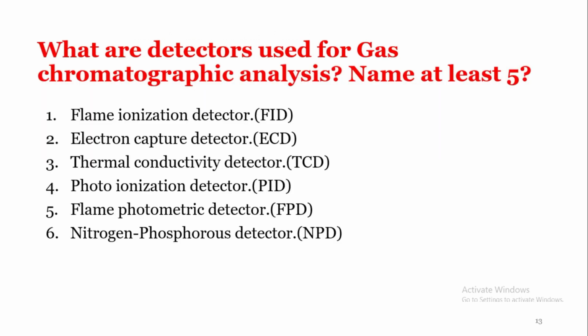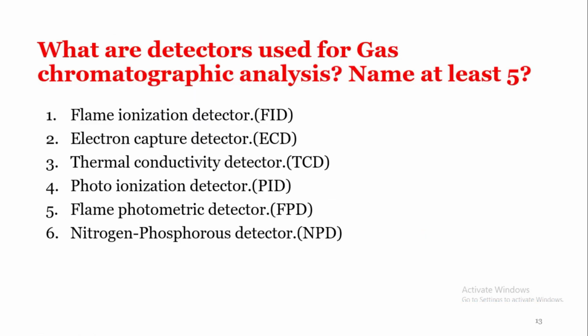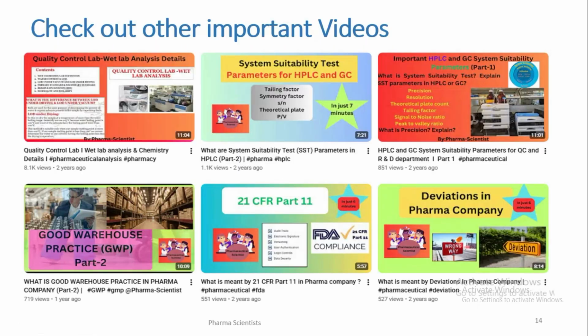What are the detectors used for GC analysis? Name at least 5. So the full forms which I was forgetting, you can read here: flame ionization detector, FID; electron capture detector, ECD; thermal conductivity detector, TCD; photoionization detector, PID; flame photometric detector, FPD; and the nitrogen phosphorus detector, NPD. So I've listed down 5. In case you forgot any one, you'll at least get to know about 5. Right, I listed down about 6.